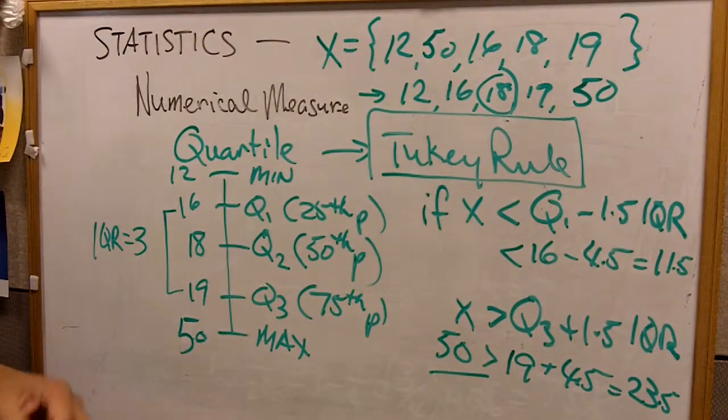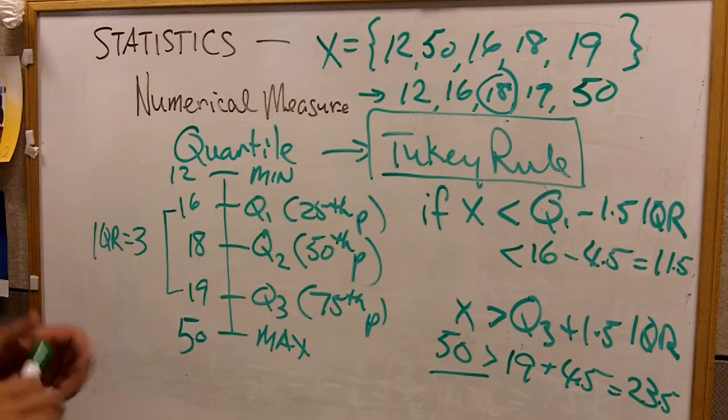Hello again, this is Dr. Caleb Chen, and I want to continue with our discussion on using the Tukey Rule to determine outliers. And this time we're going to be using the graphical display, which is called the box plot.